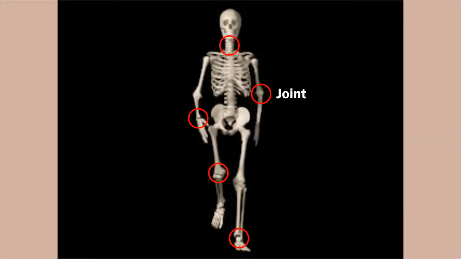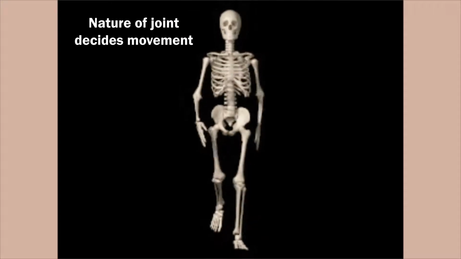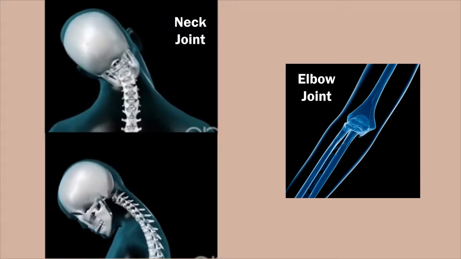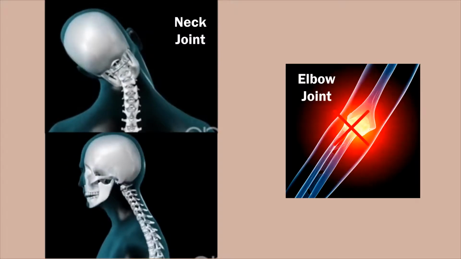At a joint, bones are attached to each other in different ways, and based on the nature of the joint, movement of bones is allowed. For example, the joint at the neck is different than the joint at the elbow. And because of this difference, you can rotate your neck but cannot rotate your elbow.